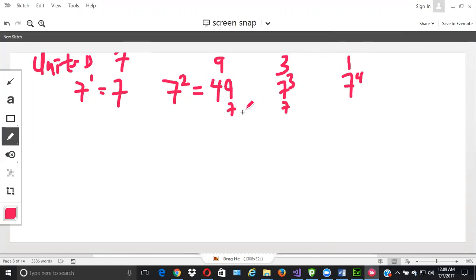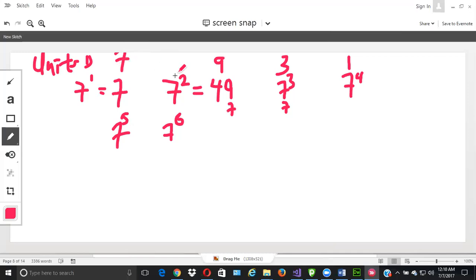And so 7 to the 5 would be the last units digit of 1 times 7, which gives us a units digit of 7 again. So let me put 7 to the 5 here. The next number, 7 to the 6: if I multiply this units digit of 7 by another 7, I'll get 49, which again has a units digit of 9.